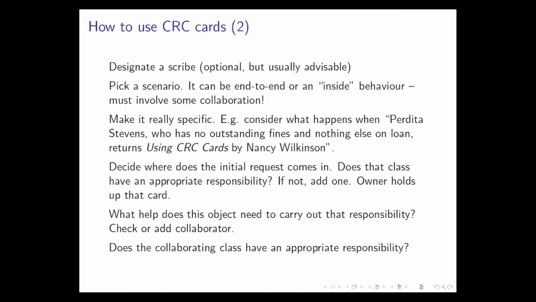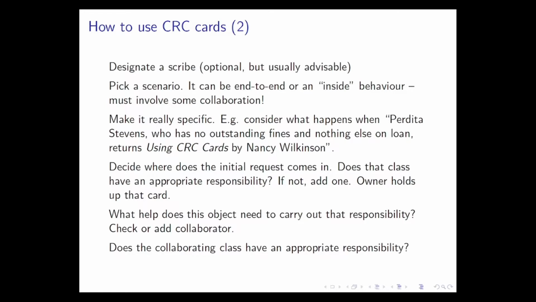Now, if your scenario isn't very well chosen, then you might find that the answer to what's going to happen next is just that this object is going to carry out that responsibility and return the correct answer to the outside entity that wanted this scenario carried out, and there's no more to be done. But you were supposed to have chosen scenarios that involved some collaboration, so more likely there'll be some logic that goes on inside this object, but at a certain point this object needs some help from some other object to carry out its responsibility.